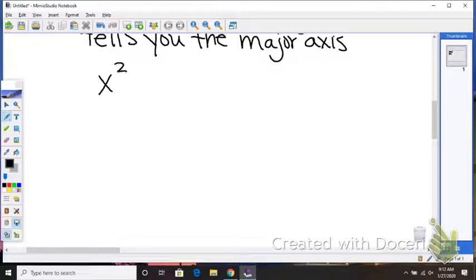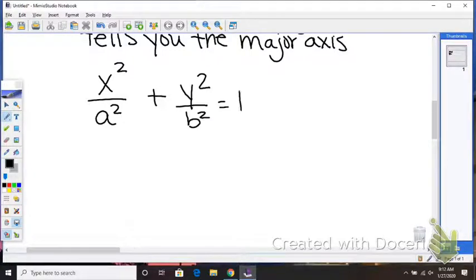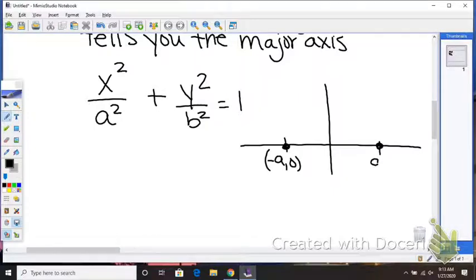So the first one is x squared over a squared plus y squared over b squared equals 1. A is always the biggest one, and since the bigger number, or the A, is under the x squared, that means my major axis is the x-axis. So this ellipse goes left and right. We're going to call these the major vertices, and those are going to be negative A, 0, and A, 0.